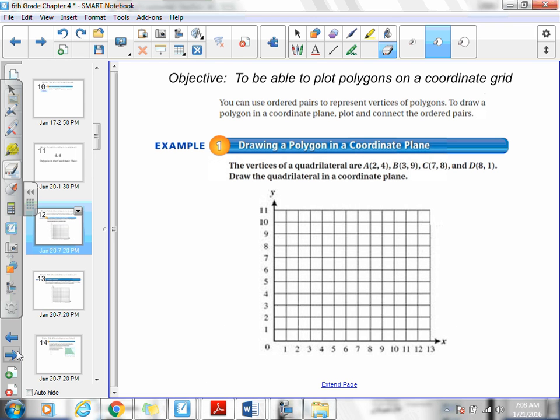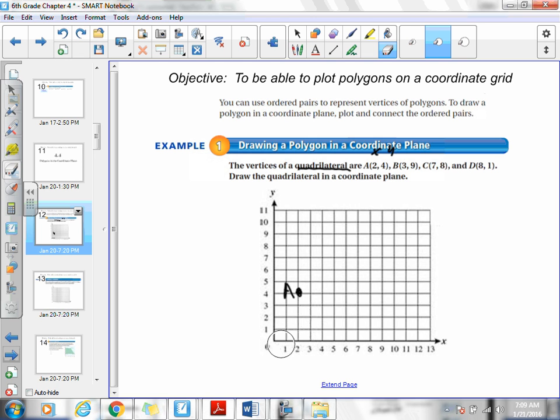All right, so now let's look at our focus in this chapter, which is to draw a polygon on the coordinate plane. It says the vertices, so that means the corners, of a quadrilateral. Remember, quad means 4, so quadrilateral is a 4-sided polygon. The vertices are A, which is located at our x number of 2 and our y number of 4. So I'm going to start at the origin, and I'm going to go sideways 2, and I'm going to go up 4. So point A is located right here.